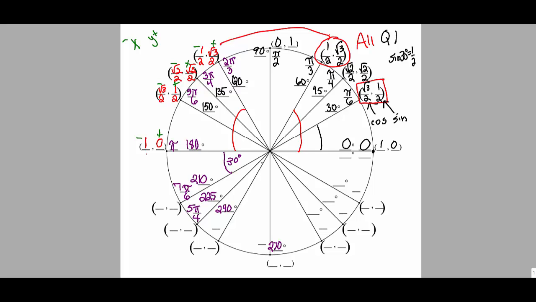240 degrees would be 60 degrees times 4. So we'll take the radian measure, pi over 3, and multiply that by 4, so that would be 4 pi over 3. Now let's label the points.